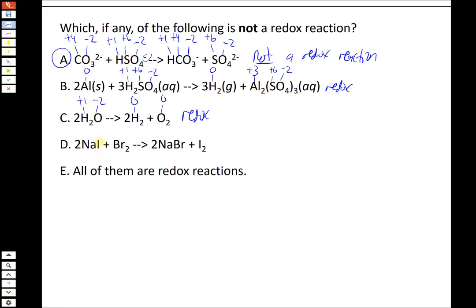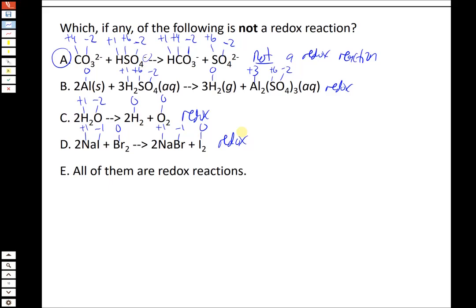And then this one here, we have sodium iodide, Br2, and then sodium bromide and I2. This is what's called a single exchange reaction. So you have +1 and -1. These are ionic compounds, so the oxidation numbers are just the charges. A neutral element, so that has to be 0. And then another ionic compound, which is +1 and -1. And another neutral element, which is 0. So again, we have oxidation numbers changing for iodine and bromine. Iodine -1 to 0. Bromine 0 to -1. So this is also redox. So all the rest of these are redox reactions.